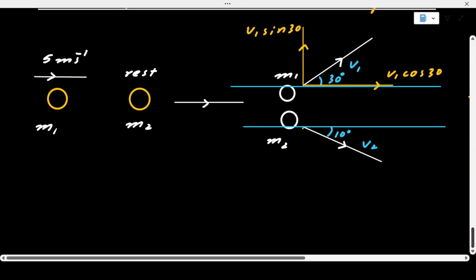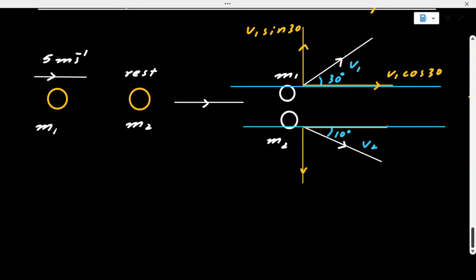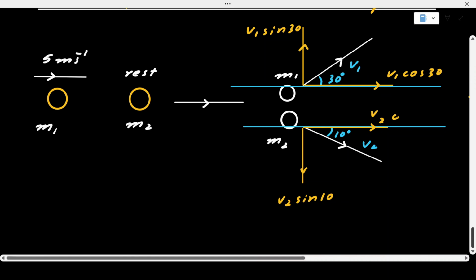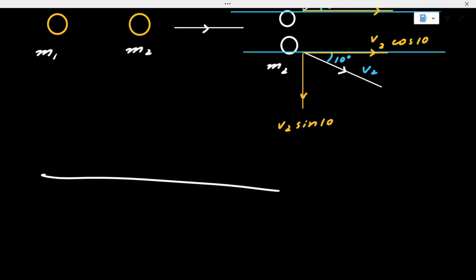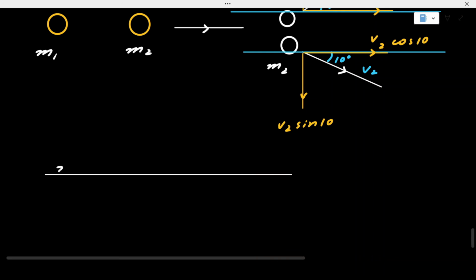Now this one is also resolved into components, one to the bottom, one to the right, because the direction of the vector was bottom right corner. This one would be v2 sin 10. This one would be v2 cos 10. What do you do now? Let us apply the law of conservation of momentum along x-axis first.